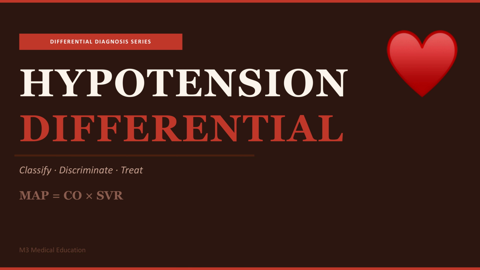A patient rolls into your ED with a blood pressure of 70/40. They're confused, tachycardic, and their skin is clammy. You've got maybe minutes before this gets a lot worse. So where do you even start?